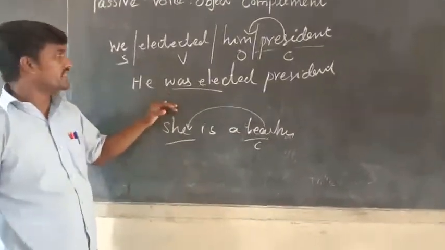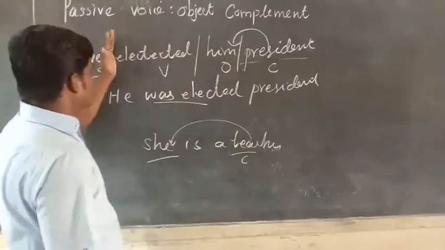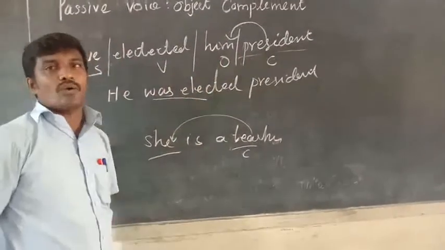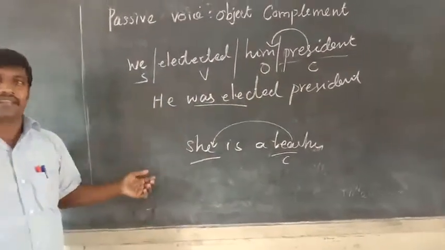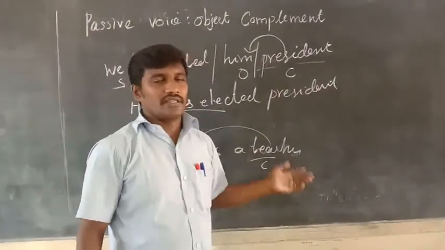Are you very clear, my dears? We elected him president. This is the subject, this one is the verb, him is an object, and president is a complement. Okay, thank you. And shall we meet in the next class on the active passive voice?